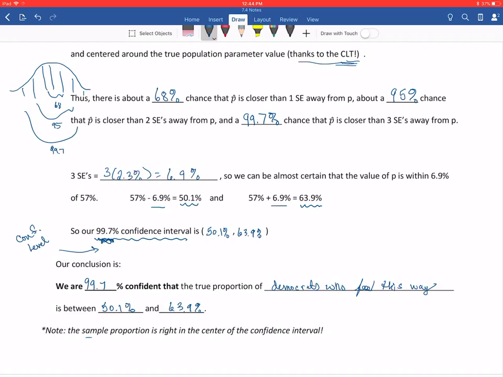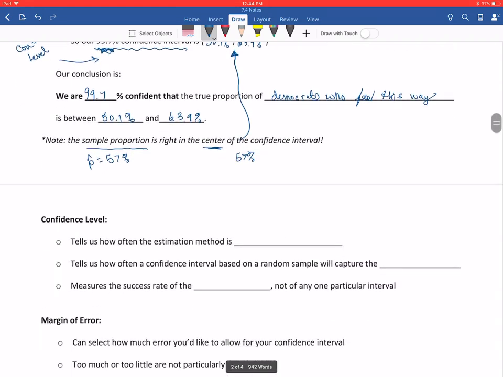And something that's very important to note is that sample proportion, the number that we got back, that 57%, is right in the center of this confidence interval. 57% is dead center between those two values. That's where the confidence interval comes from. It's built off of that sample proportion plus or minus a certain amount.